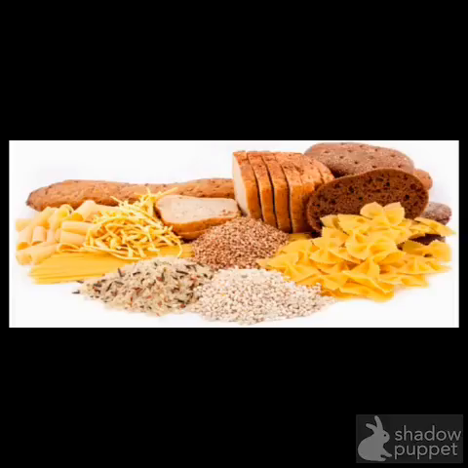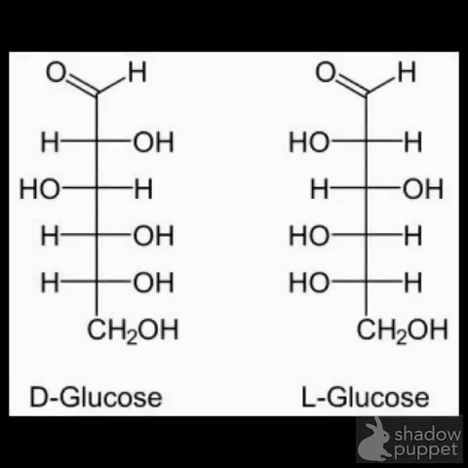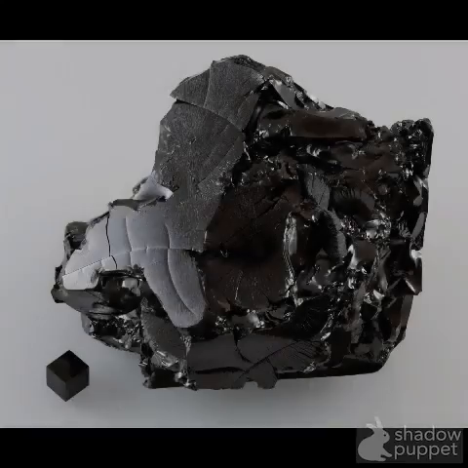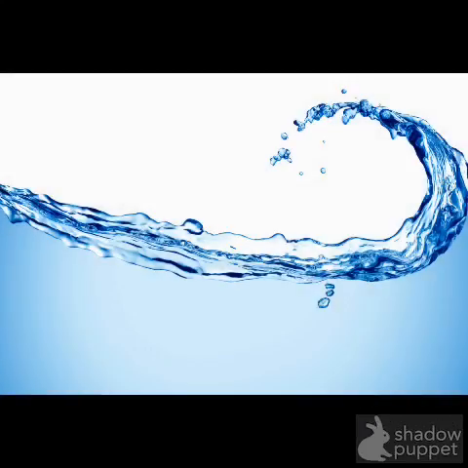Carbohydrates are the main form of energy for the body. We get carbohydrates from starches, sugars, and cellulose. What are the monomers of carbohydrates? Monosaccharides. What are the three elements present in carbs, and in what ratio are the elements present? Carbon 1, hydrogen 2, and oxygen 1, also known as H2O, water.